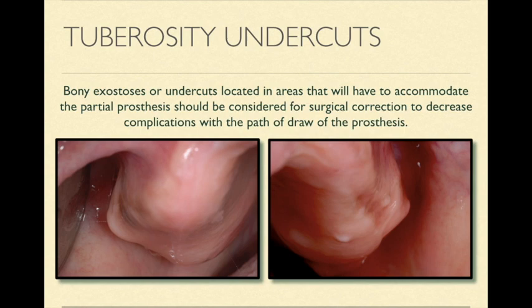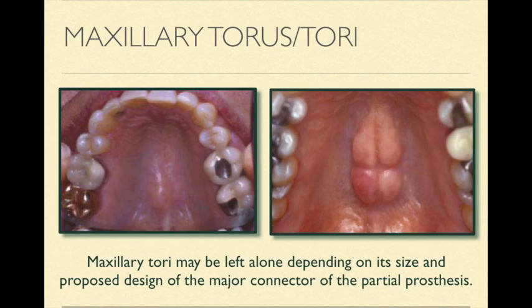The first is the tuberosity undercut. When a patient loses a tooth on the maxilla, the posterior area has tuberosities that might enlarge, and those bony exostoses or undercuts will probably affect your prosthesis setting and cause complications. So you have to ask for surgical removal. When patients have maxillary tori, it might also affect your major connector design. So we might also want to ask for surgical removal.